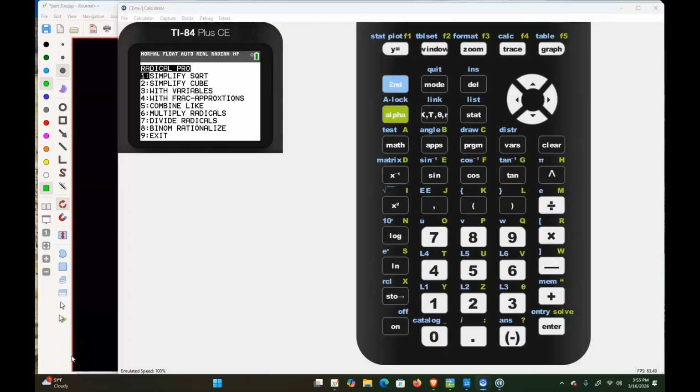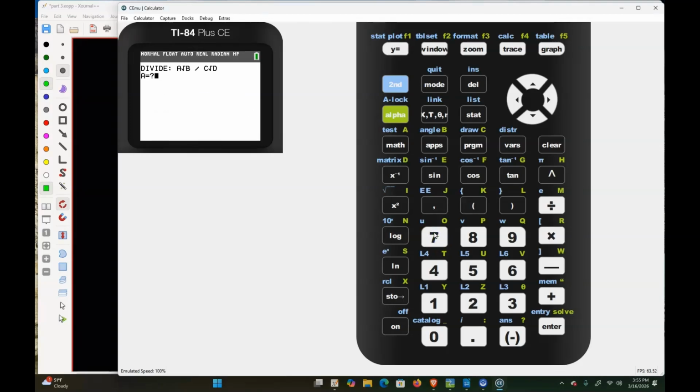Okay, let's go ahead and test this. So number 7, we're dividing radicals. And let's just do the example we previously did. 5 square root of 7, 3 square root of 2. So we get 5 square root 14 divided by 6.